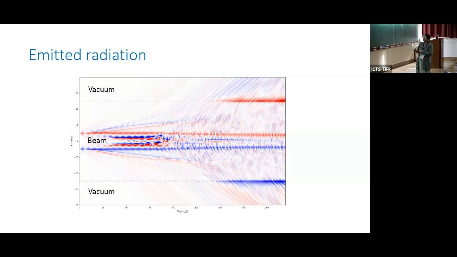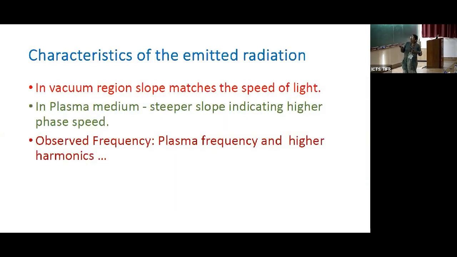There was a radiation which was emitted. So this is a plot of time versus the beam width and the magnetic field. And these are basically the slope at the vacuum region, which matches with c. So electromagnetic radiations are sent out. This is the beam, this is the unperturbed plasma, and this is the vacuum region. So the radiation has been emitted. It can be clearly identified. The frequency was the plasma frequency and higher harmonics. And so this is what I have already explained.